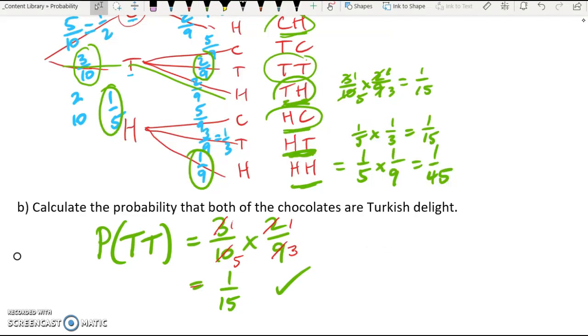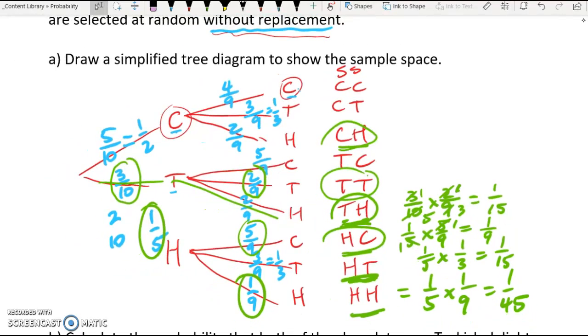So let's have a look at the probability of hazelnut Caramello. That's 1/5 multiplied by 5/9. Well, let's have a look. 5 and 5 can cancel for 1 and 1. So it's a 1/9 chance. 1 times 1 is 1. 1 times 9 is 9. So it's 1/9 chance. Same thing up here for Caramello and hazelnut.